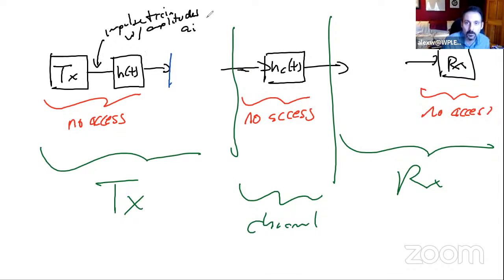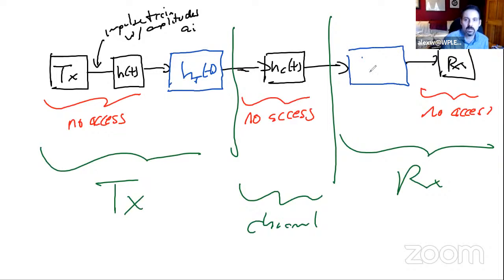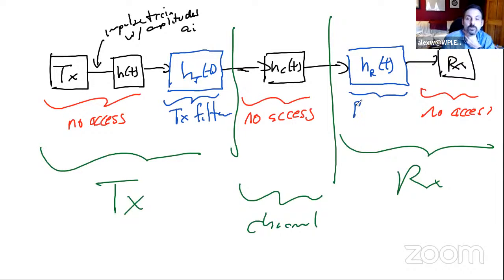Now, what you do is you insert something called H_T of t and H_R of t. We call these your transmit filter and your receive filter. These you have complete control over. So the goal is, how does this look?